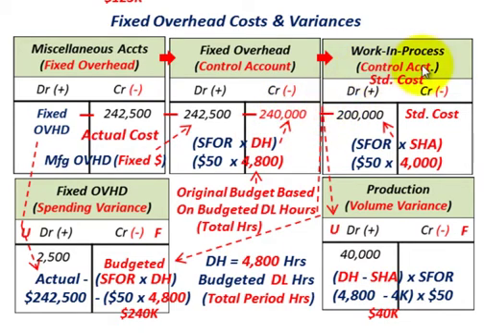Now that's going to go into our work in process at the standard cost. We take our standard fixed overhead rate of $50 per hour times the standard hours allowed of 4,000. So that's going to give us $200,000. Now we can make our calculations by coming up with the difference between our actual costs and our standard cost.